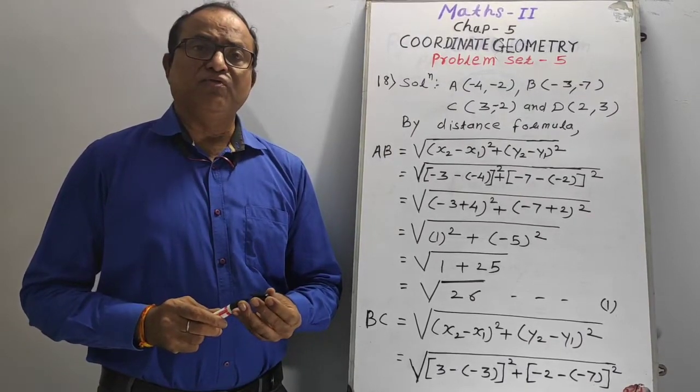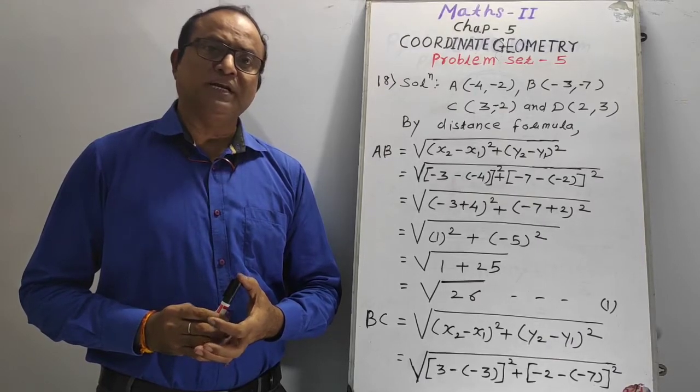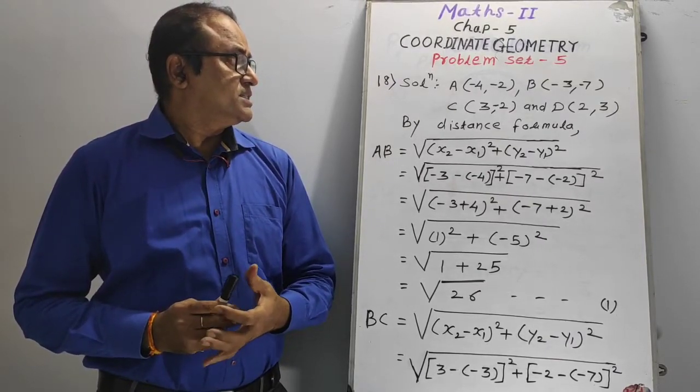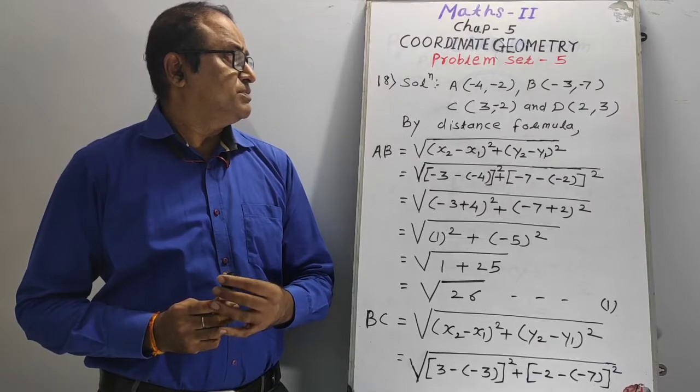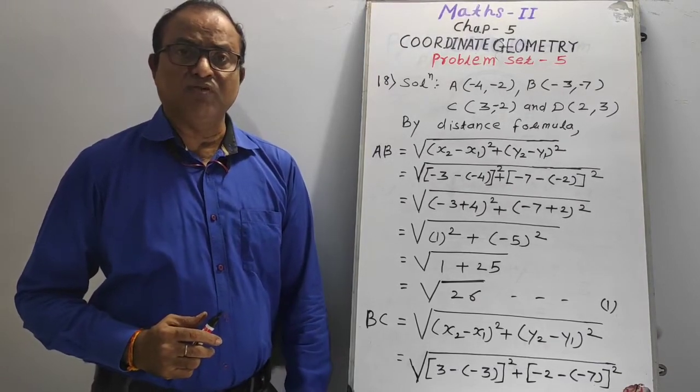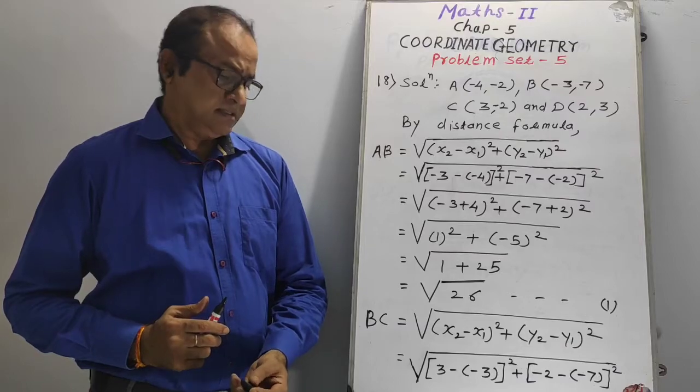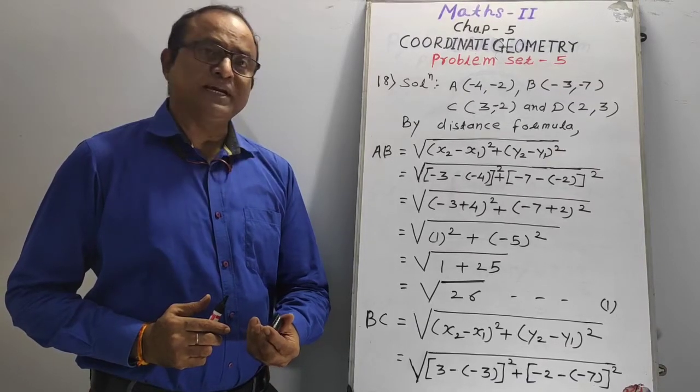In this example, we have to find the type of the quadrilateral. First, we have to find the distance between 2 points by the distance formula and then determine the type of quadrilateral.